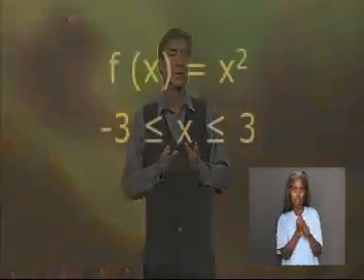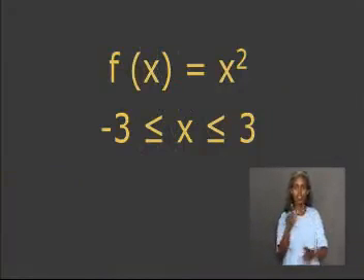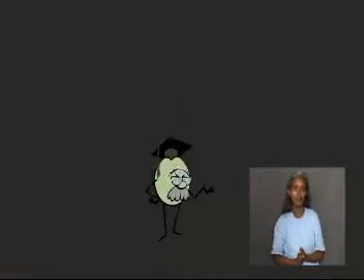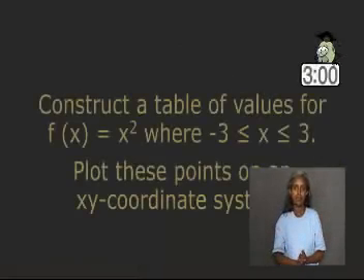Students, please construct a table of values for the quadratic function f of x equals x squared. You will use values of x that are between negative 3 and 3. Then, use the table to plot the points on the xy coordinate system. Students, let's get ready. Begin.